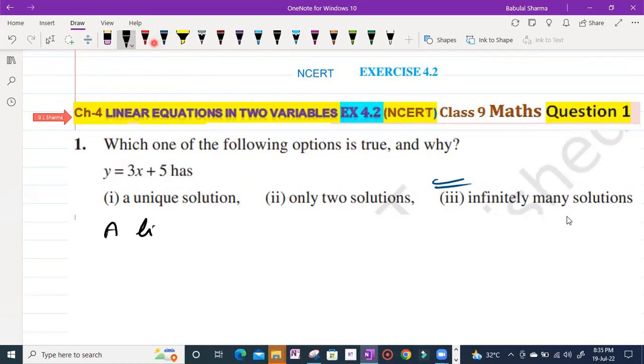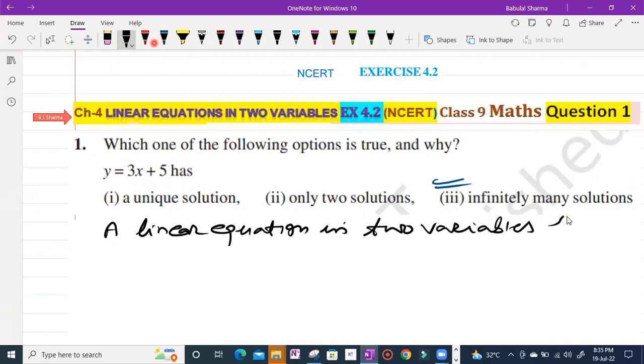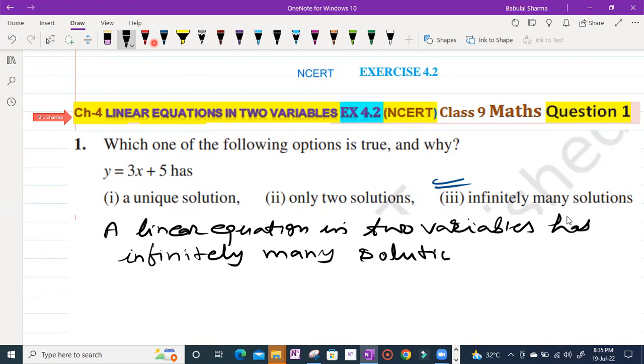A linear equation in two variables has infinitely many solutions. This is the reason, and this is answer also.